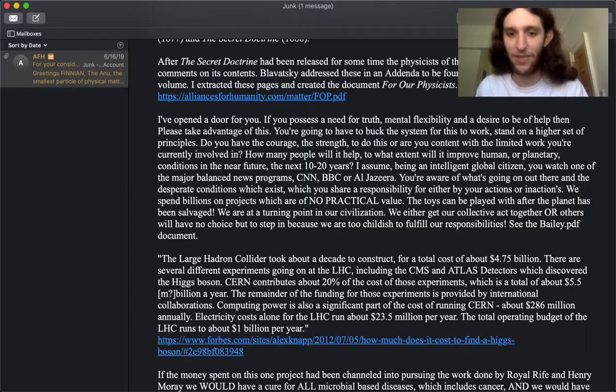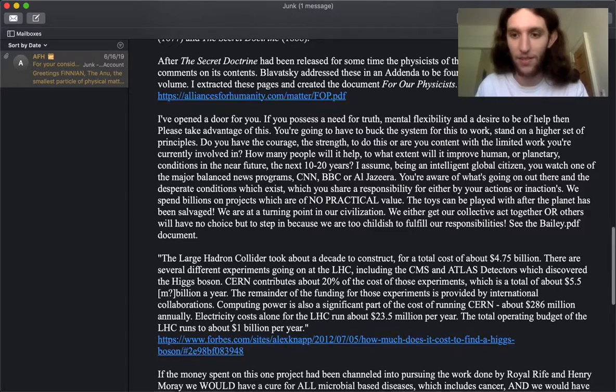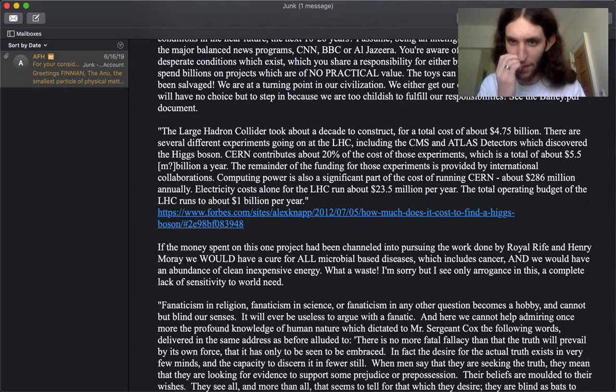"We are at a turning point in our civilization. We either get our collective act together, or others will have no choice but to step in because we are too childish to fulfill our responsibilities." And then it refers me back to the Bailey.pdf document.